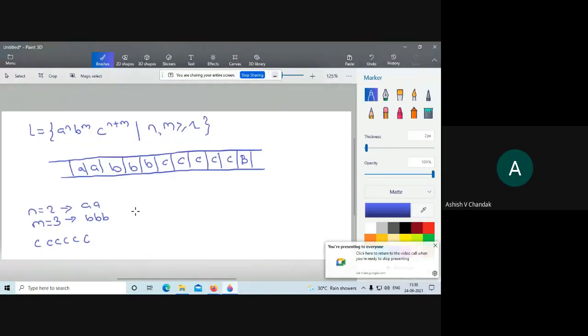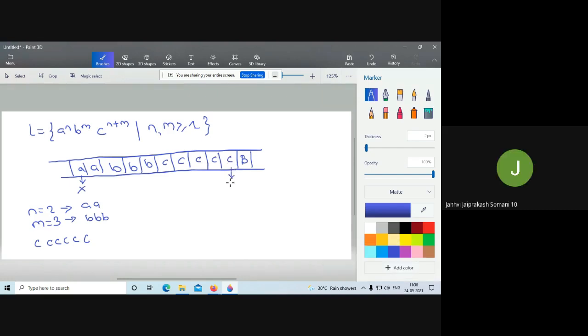Repeat again. First we will look at the first A and replace it by some symbol, let us say X. Then we go to C and replace it by a symbol, let us say dollar. Then again for A, then for C, then for B, replace it by, let us say, Y.